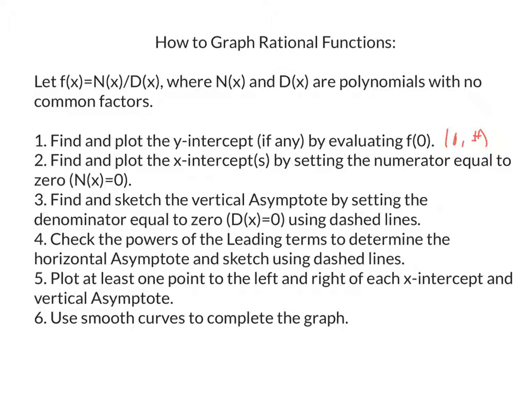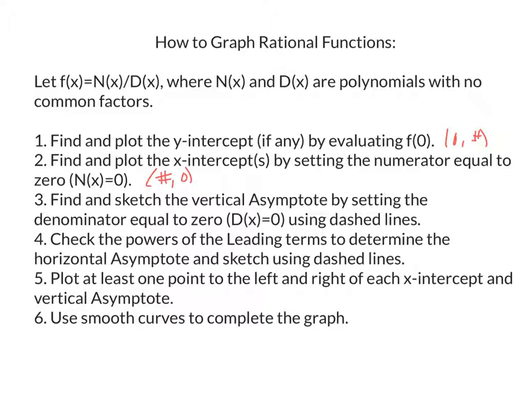Number 2 says find and plot the x-intercepts by setting the numerator equal to 0. And we know that to find x-intercepts, we're setting it equal to 0 by factoring. And then to write x-intercepts, remember, that's the number, comma, 0.